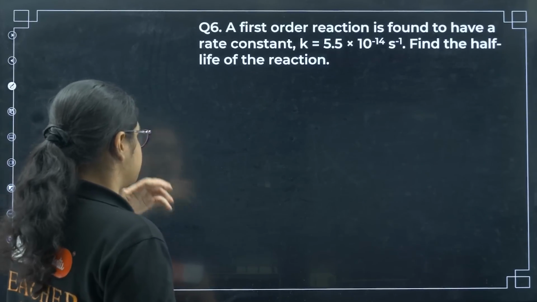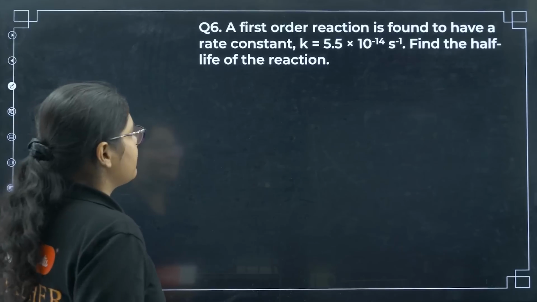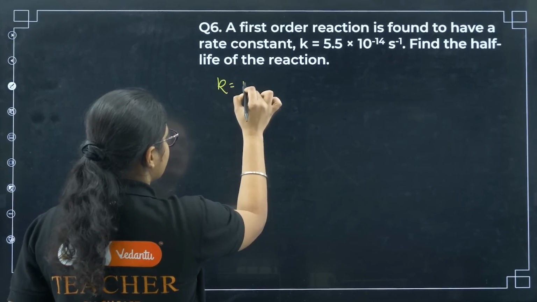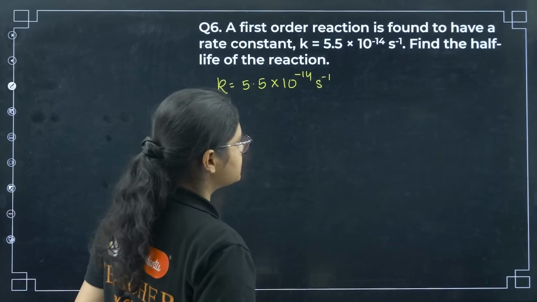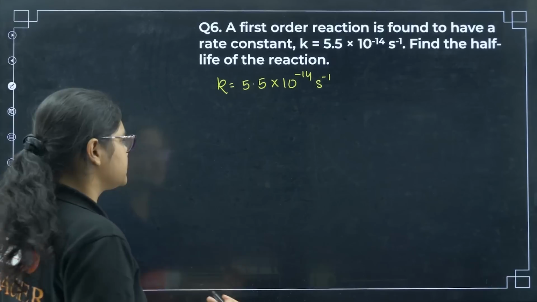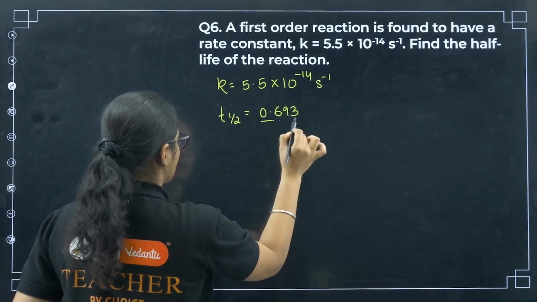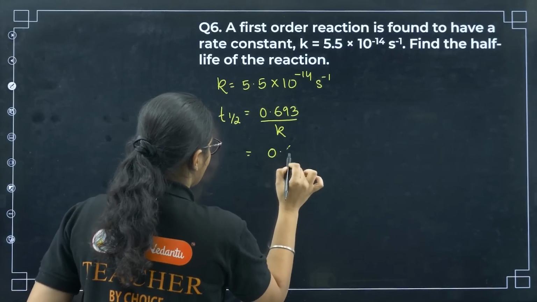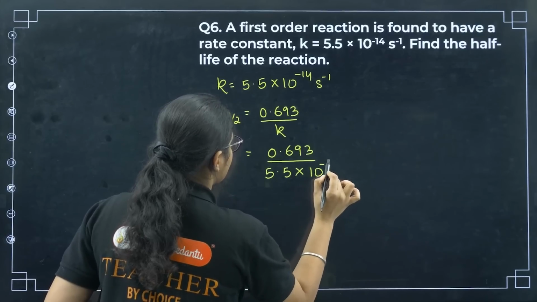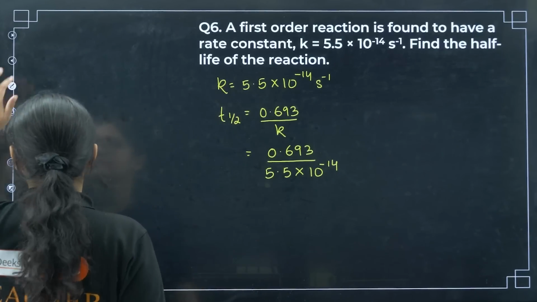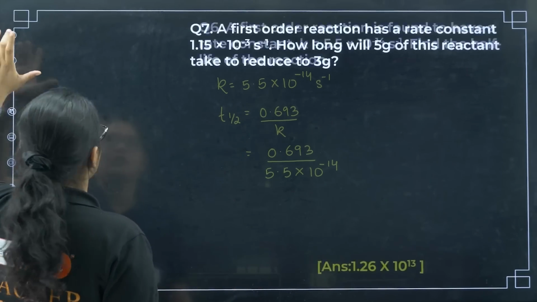Now coming to sixth question. A first order reaction is found to have a rate constant. So K value is given to you, 5.5 into 10 to the power of minus 14 second inverse. Find the half life of the reaction. So this is a very simple formula. T half is equal to 0.693 by K, right? So that is 0.693 by 5.5 into 10 to the power of minus 14. So if I solve this, I will get 1.26 into 10 to the power of 13. Okay. This is an easy question.